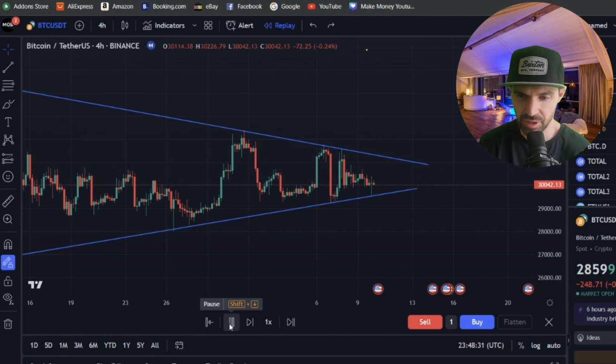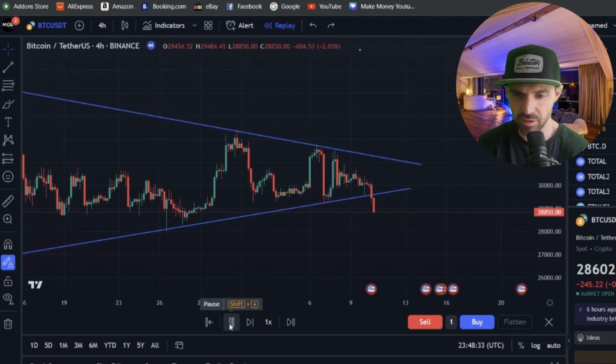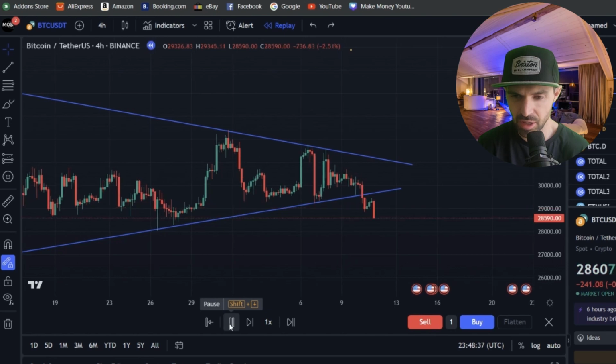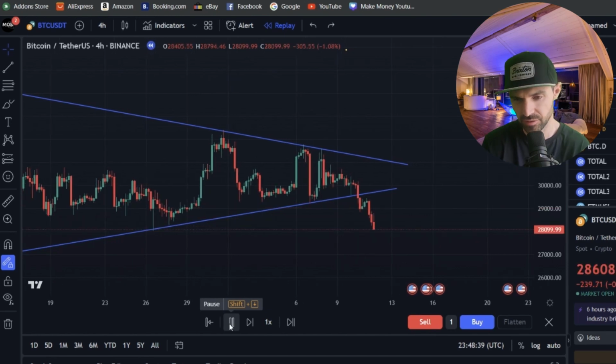But it's starting to sell off again now. Yeah, it broke the trend line, and now you could go short here, and it completely sells off.